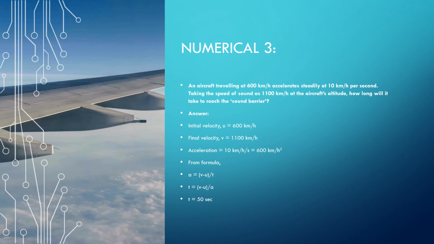What is the initial velocity here? 600 km per hour. What is the final velocity? 1100 km per hour. What is the acceleration given? It is given here 10 km per hour per second. Don't confuse yourself. You can convert it into kilometer per hour square, or you can convert it into meter per second as well. That's absolutely fine. So a is equal to v minus u upon t.